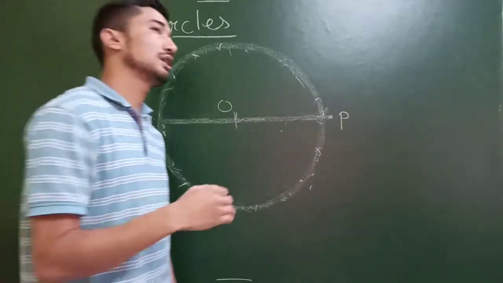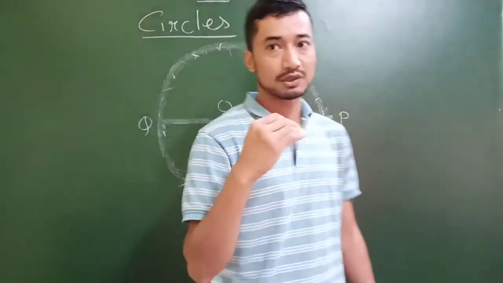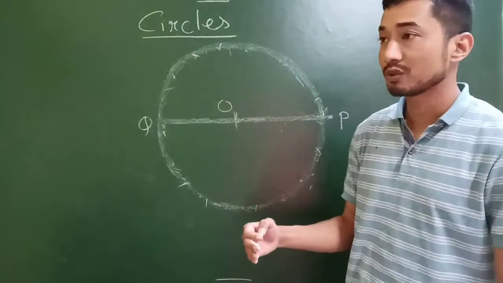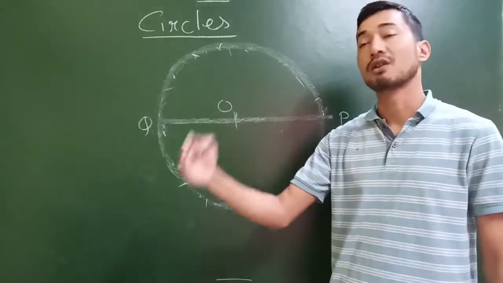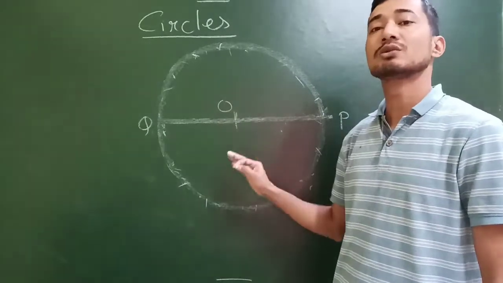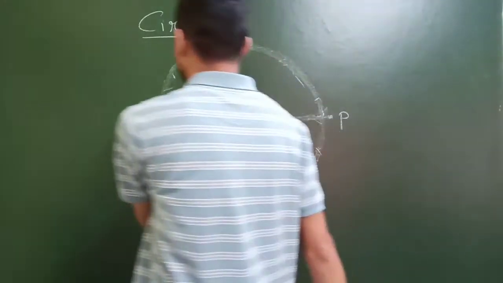So a chord always divides a circle into two parts, two segments, major and minor segments. And this special chord that I always talk about, the longest chord in a circle, divides a circle into exactly two halves or two semicircles. Okay, so these are some known facts.